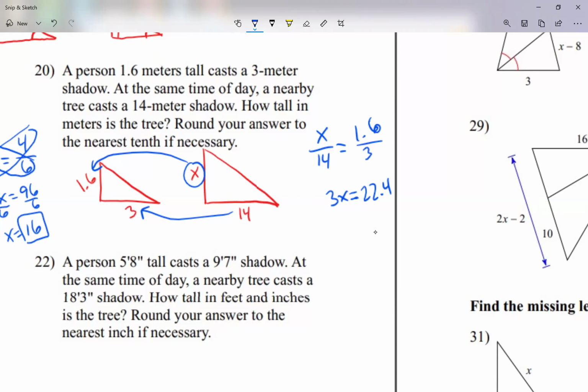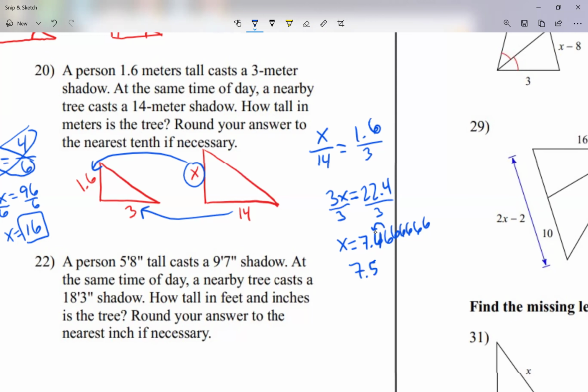I'm not rounding my decimals just yet. I'm just going to leave it like that. Okay, now let me divide by 3. 22.4 divided by 3. According to my calculator, I get 7.4 and a bunch of 6s. Remember how it says round it to the nearest tenth? So 1 decimal place. I take a look at the second decimal place. It is big enough, so it pushes my answer to 7.5.